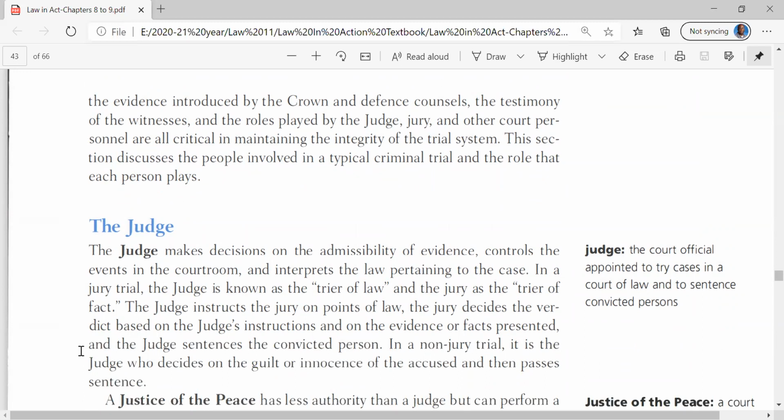So the judge is the official appointed to try the cases in the court of law and to sentence the convicted person. The judge is supposed to remain neutral. They're the referee. They're making sure the laws are being observed. They're the ones that make sure the court proceedings go on at pace.